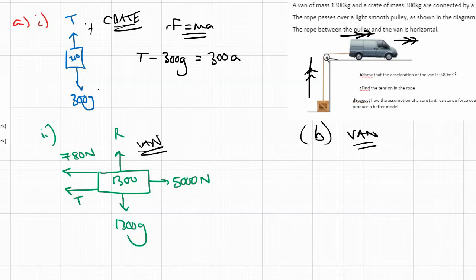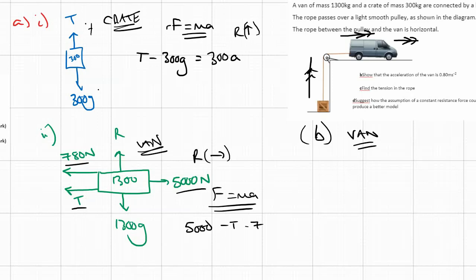So, let's do the same for the van. We're going to equate this to the right. We equated that one up because that was the direction it was moving. We're going to equate this to the right because that's the direction this van is moving when it sets off. So F equals ma. We've got 5,000, take away T, take away 780.